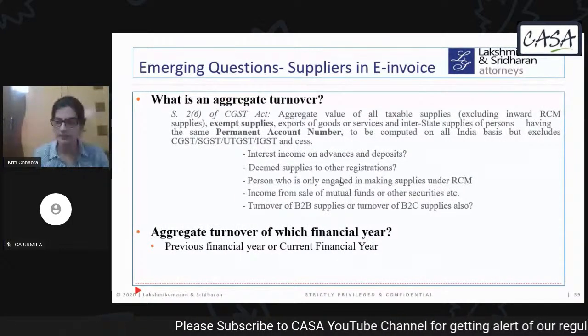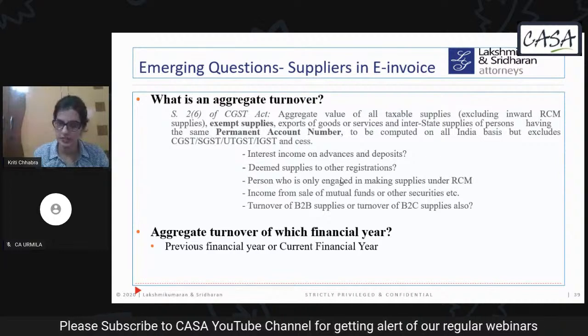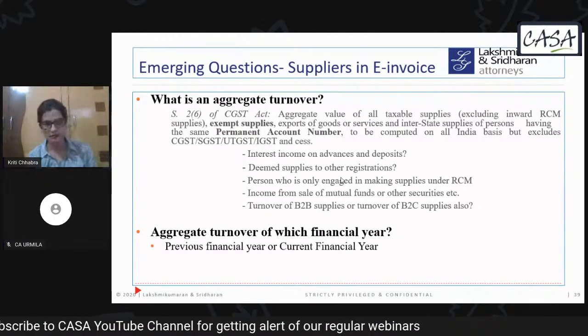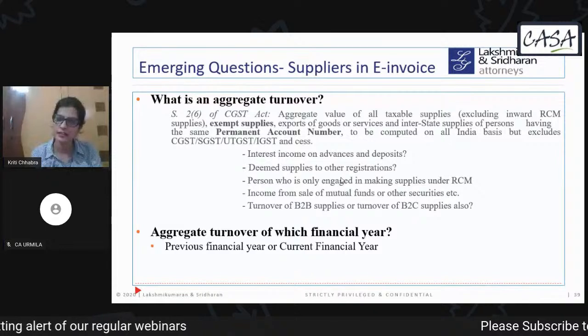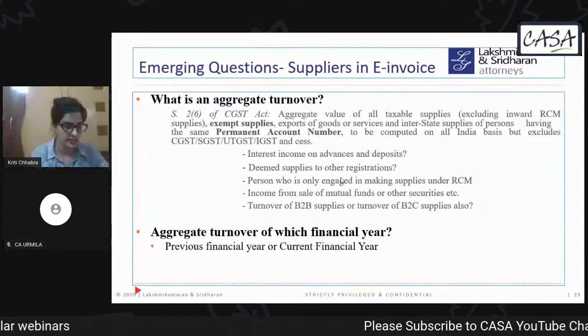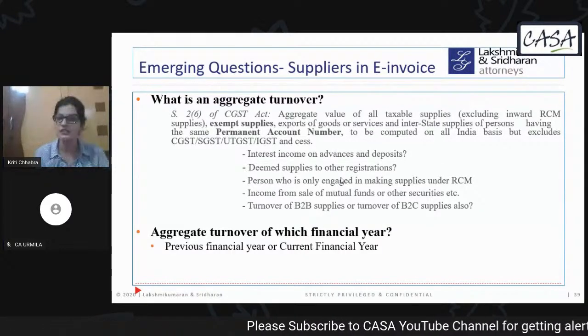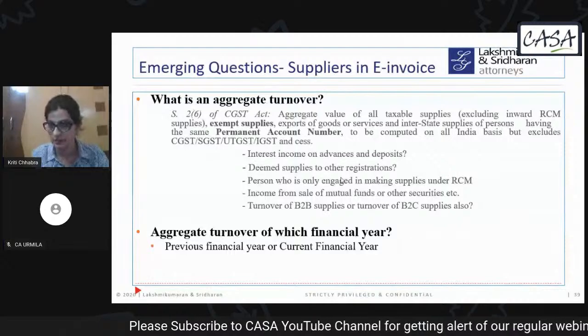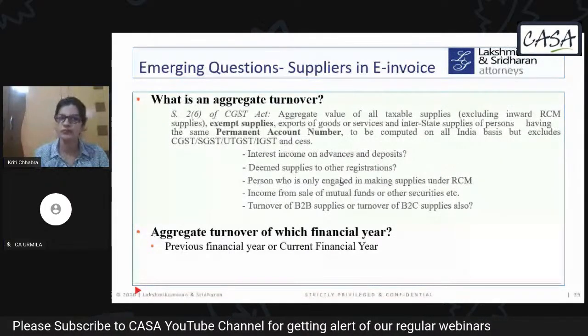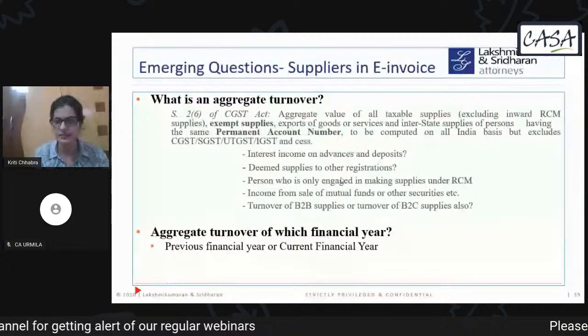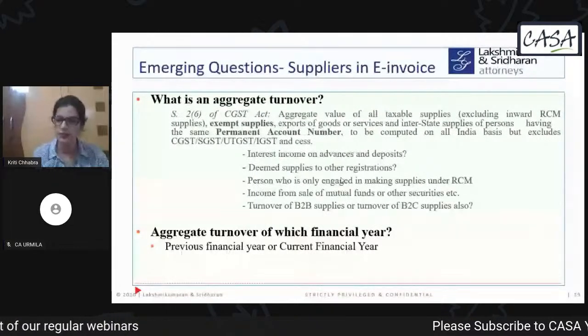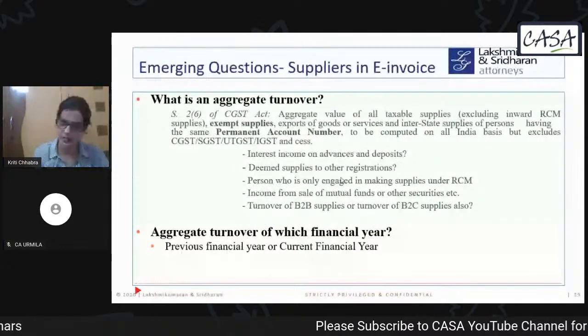Next issue can be aggregate turnover of which financial year. As I mentioned, the notification clearly talks about a person whose aggregate turnover in a financial year exceeds 500 crore, but there is no discussion as to which financial year. So in my view, if we see the e-invoicing scheme also, it appears that the intention is to see the aggregate turnover of the previous financial year.